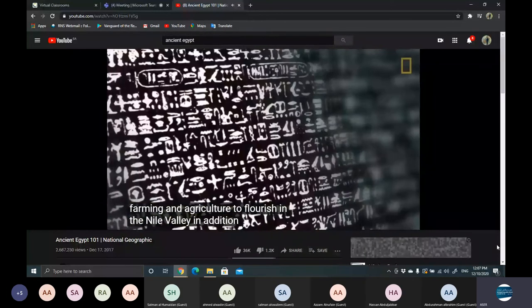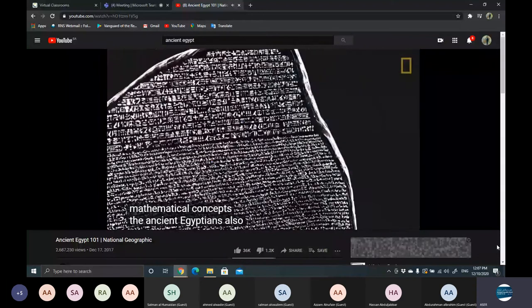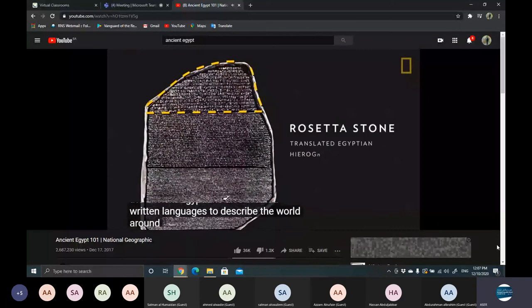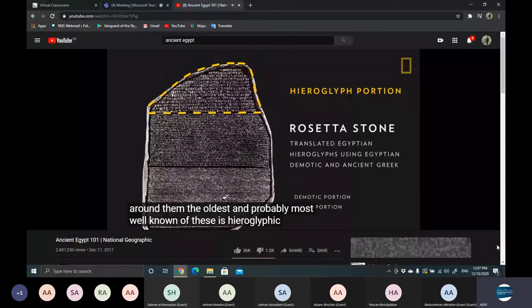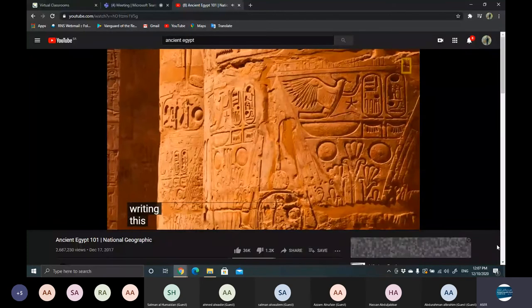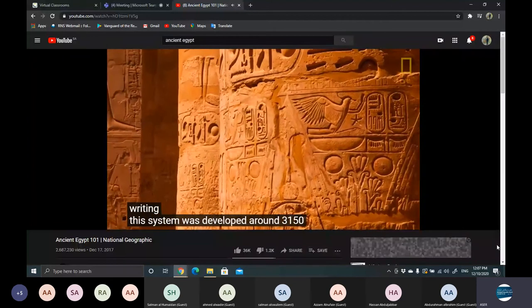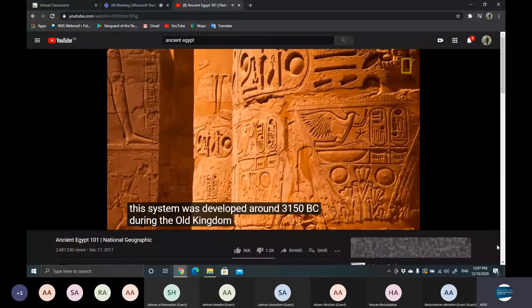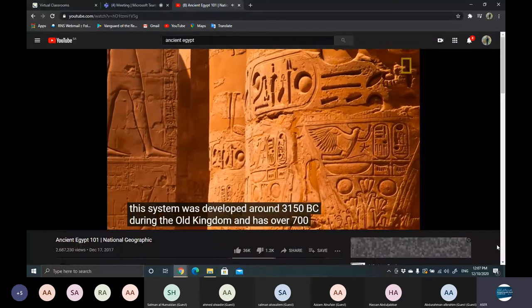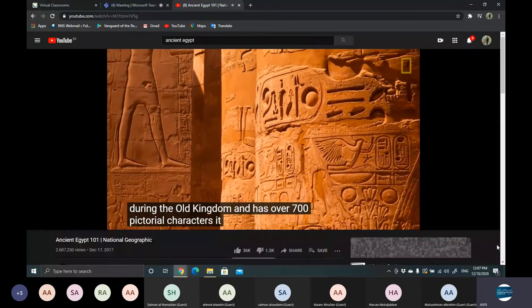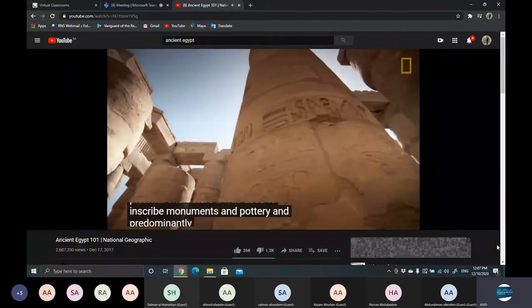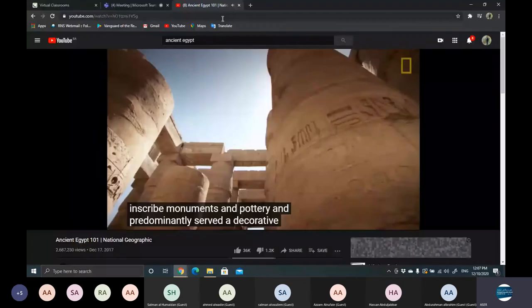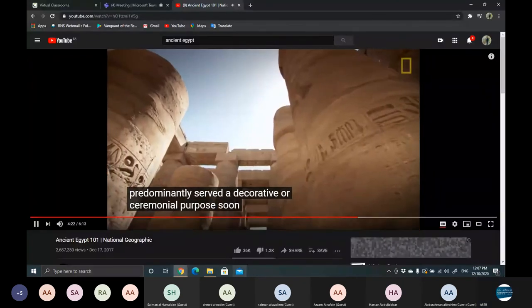In addition to mathematical concepts, the ancient Egyptians also created written languages to describe the world around them. The oldest and probably most well-known of these is hieroglyphic writing. This system was developed around 3150 BC during the Old Kingdom and has over 700 pictorial characters. It was used to inscribe monuments and pottery and predominantly served a decorative or ceremonial purpose.